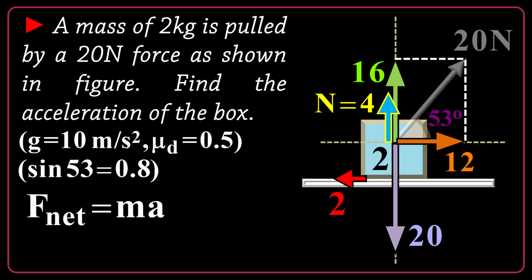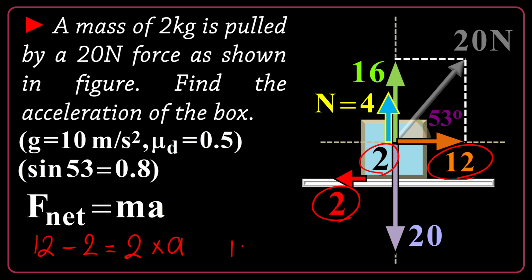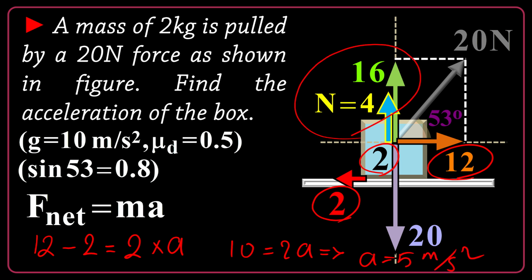On the horizontal axis I see it's 12 and it's 2, so I should subtract them. 12 minus 2 is equal to ma. Mass of the object is 2, and acceleration is what we want. So here 10 is equal to 2a, and the acceleration seems to be 5 meters per second squared. Vertically, the object is not going to be accelerated, because the normal force and the component of 16 can easily cancel the weight. So the object will accelerate just in the horizontal direction.